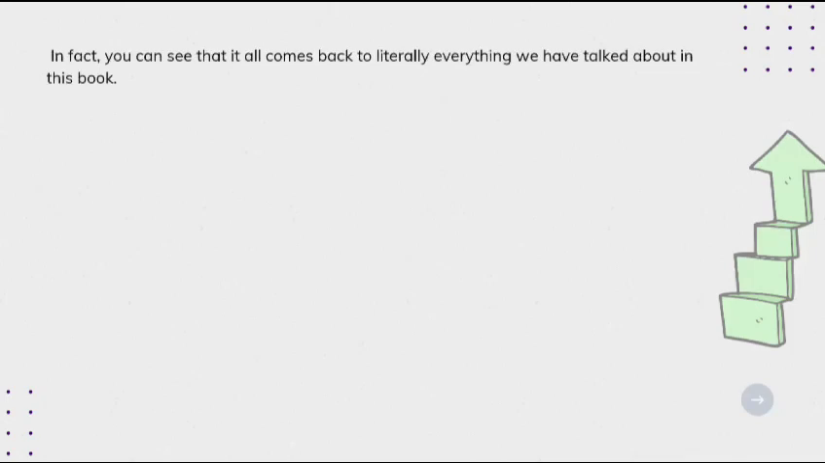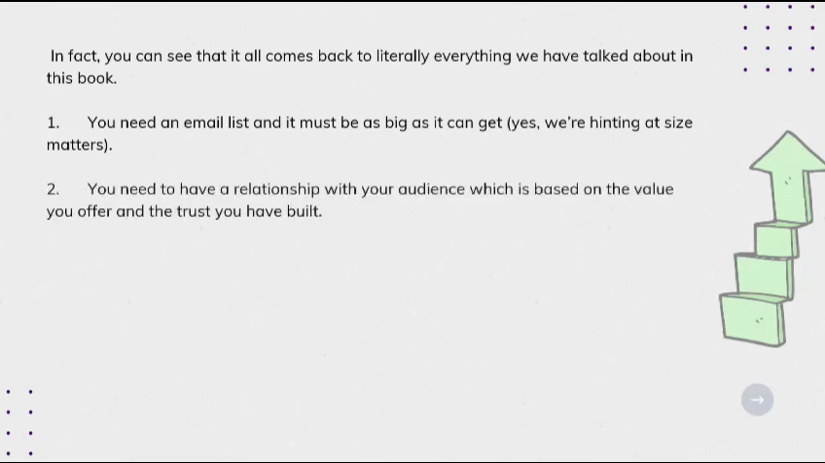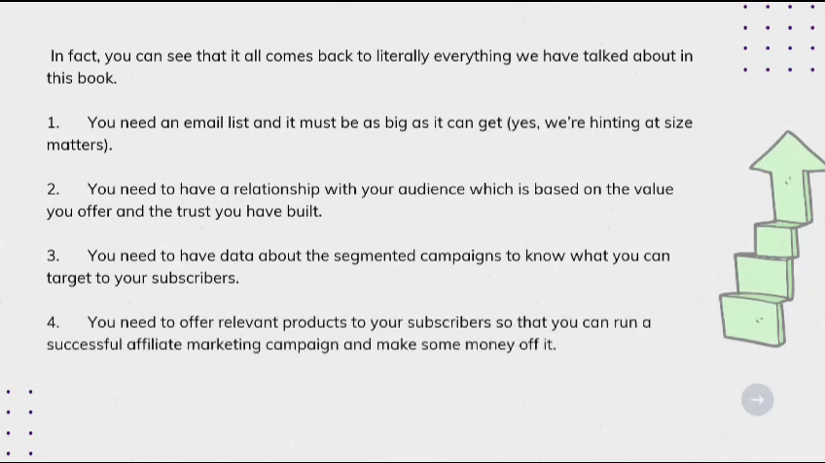1. You need an email list, and it must be as big as it can get. Yes, we're hinting that size matters. 2. You need to have a relationship with your audience, which is based on the value you offer and the trust you have built. 3. You need to have data about the segmented campaigns to know what you can target to your subscribers. 4. You need to offer relevant products to your subscribers so that you can run a successful affiliate marketing campaign and make some money off it.